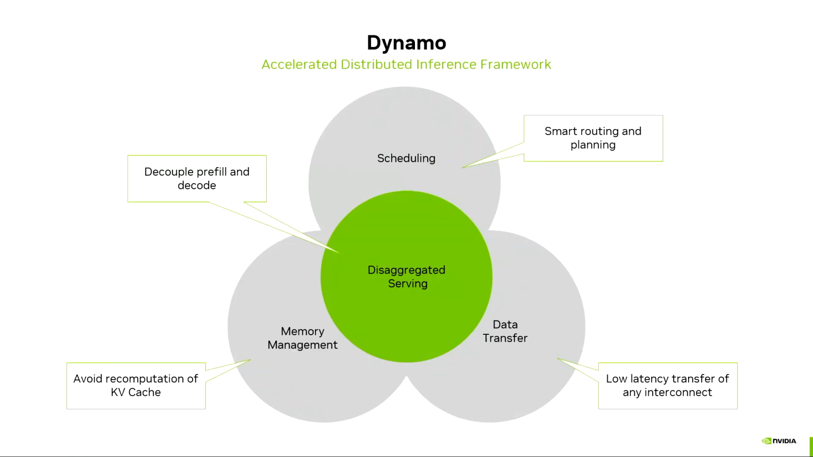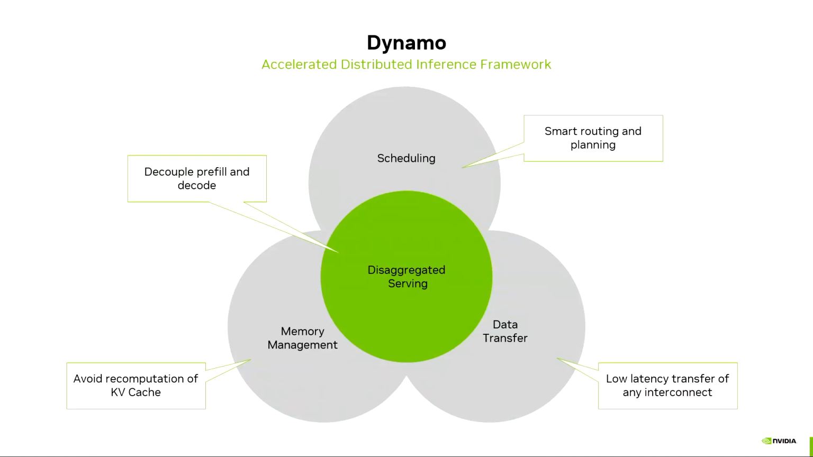And so very soon, I will talk about some of the key features that we have implemented. For example, for scheduling, we implemented smart routing that's aware of the KV cache in the data center. We also implemented a KV cache manager to be able to manage the memory much better, and it will utilize all the multiple hierarchies of memory present in the data center. And then lastly, we created a new data transfer library that lets you transfer data with very low latency.